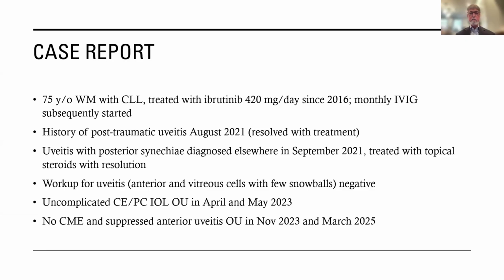uveitis with posterior synechiae that had been diagnosed elsewhere, for which he had been treated with and successfully responded to topical steroids. His workup for the uveitis, which included anterior and vitreous cells with a few snowballs, had been negative. He subsequently developed a cataract and underwent consecutive phacoemulsification with posterior lens implantations in April and May of 2023. And in November of 2023 and March of 2025 on his exams, he had no macular edema and his uveitis was well suppressed.